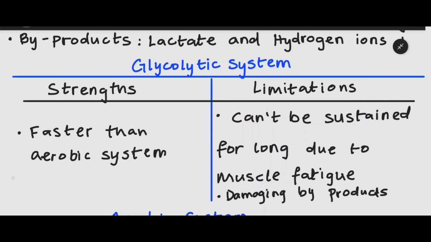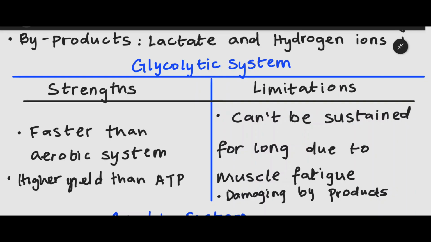We can add that it has a higher yield than ATP. Higher yield than ATP. So that's the glycolytic system.